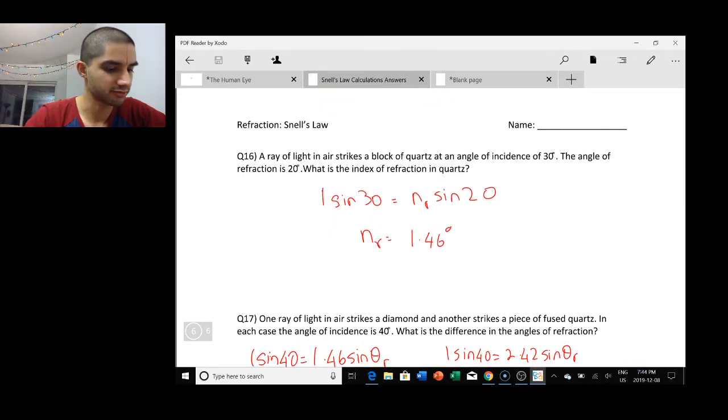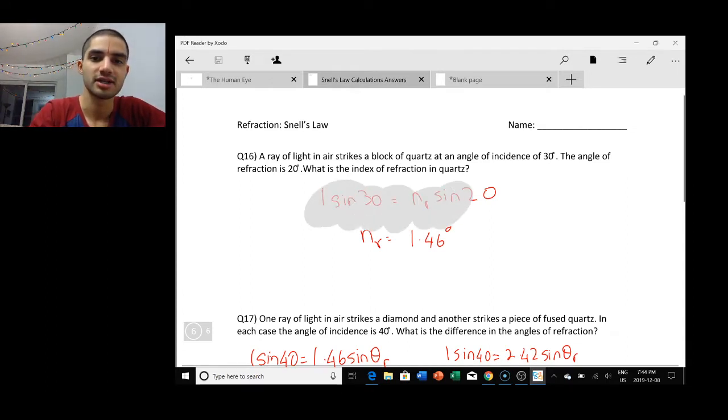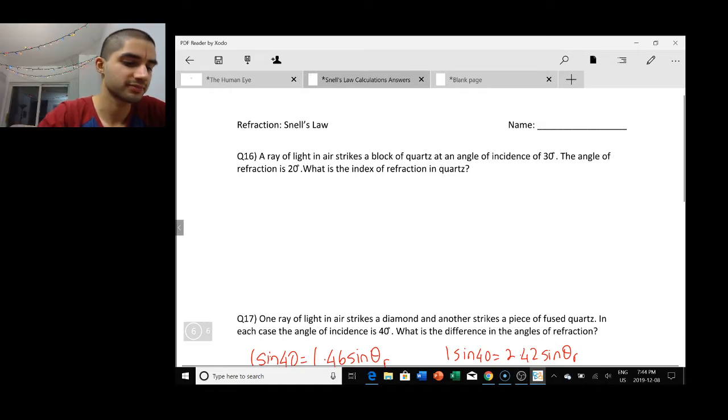So I've posted... how long are you planning to make the test? Hopefully it'll be shorter than last time. Okay, this is an example of a Snell's law calculation.